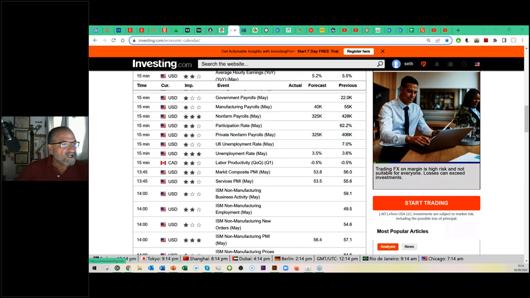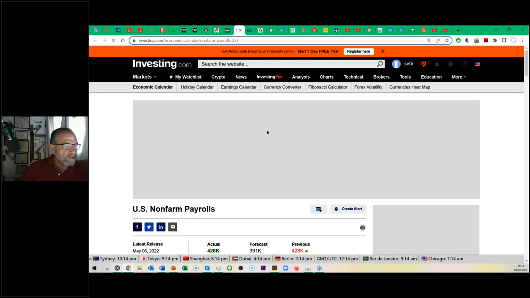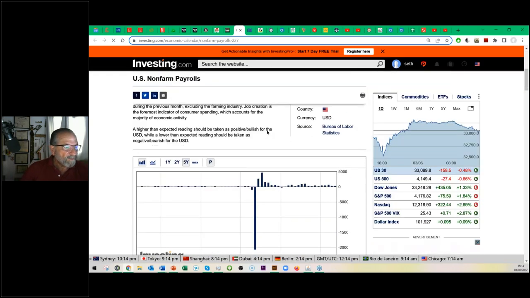This is investing.com. Economic calendars are visible all over the internet. Here we have the non-farm payroll report right there. We're expecting an addition of 325,000 jobs. That is very significant. I want to take a slight digression here and show you the real, up-to-date histogram of what we're talking about.